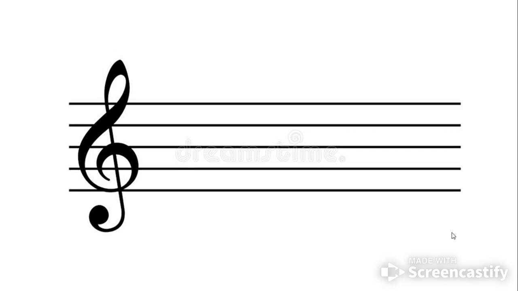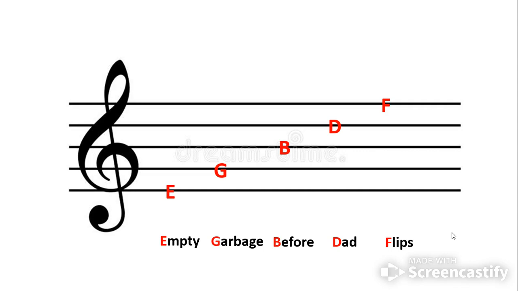Now, the letter names of the notes on the lines are E, G, B, D, F. Now, the problem is EGBDF is not a word, so it's really hard to remember the names of the notes on the lines. So we use a trick. Empty garbage before Dad flips. So if you just remember that sentence, empty garbage before Dad flips, you will know the names of the notes on the lines. E, G, B, D, F.